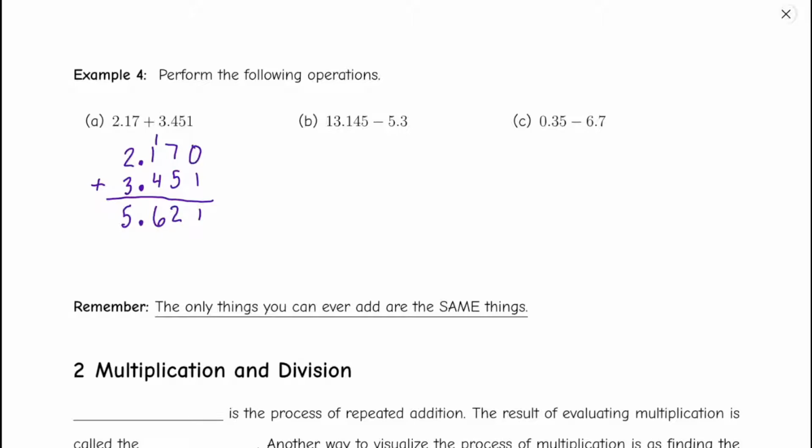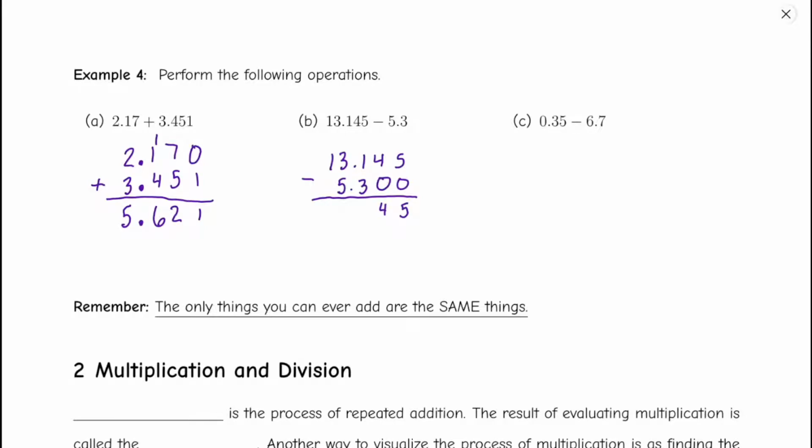Well, 13 is larger than 5, so 13.145 will go on top, and 5.3 will go on the bottom. And again, I'm going to add two filler zeros. Now we subtract these two numbers in this order. So 5 minus 0 is 5. 4 minus 0 is 4.